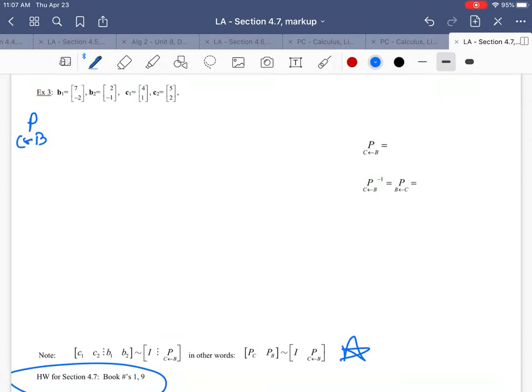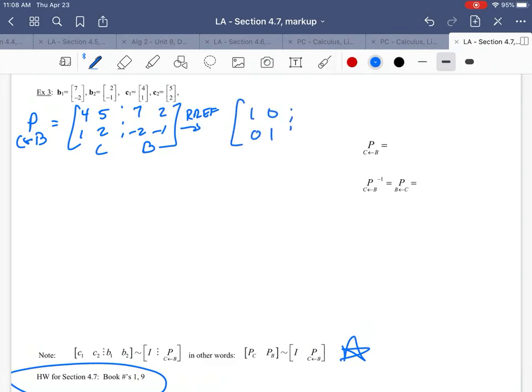So in example 3, if I want to find P from B to C, I would put C here, then B there. So C was 4, 1, and 5, 2. Then I got 7, -2, and 2, -1. And you can RREF this in your calculator. Enter the dotted line, you're going to know where that is, but you can just put in a 2 by 4 matrix. And when you RREF it in your calculator, you get 1, 0, 0, 1 right here. The calculator doesn't know the difference. And there is your P of B to C right there: 8, 3, -5, -2.